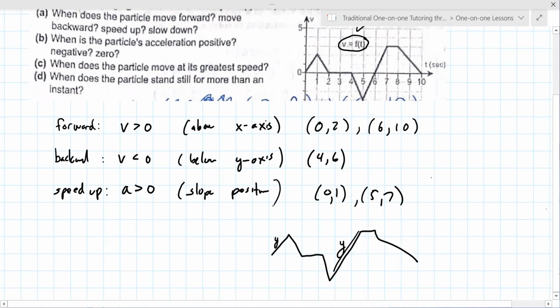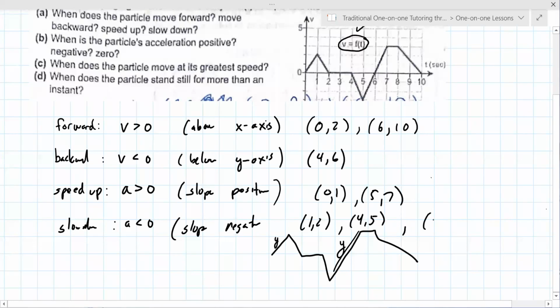Okay. So then slowing down is slope negative, right? Because you got the velocity graph. Position graph, it's something different, but that's what we can go with. So slope negative. So then that's 1 to 2, 4 to 5, 8 to 10. Yes. Okay.